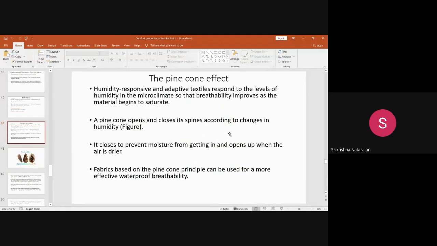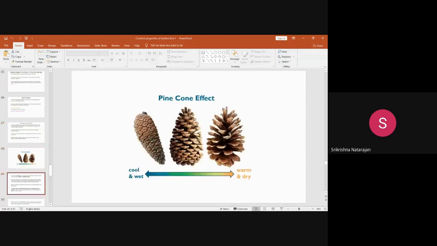Based on this pine cone plant, textiles were developed which are humidity responsive and adaptive, responding to different levels of humidity in the microclimate, so that the breathability improves. The pine cone opens and closes its spines according to the change in humidity. Similarly, fabrics were developed based on the pine cone principle for effective waterproof breathability. It closes to prevent moisture from getting in and opens when the air is drier.